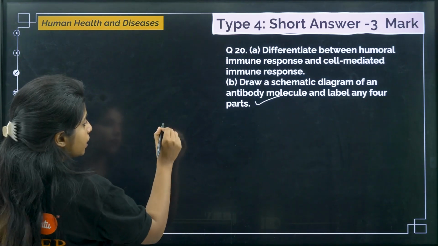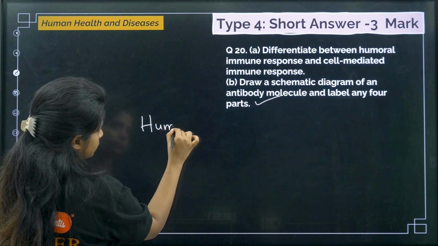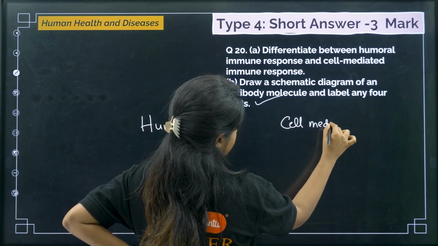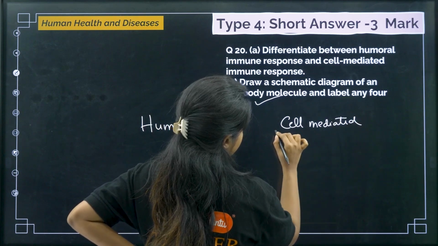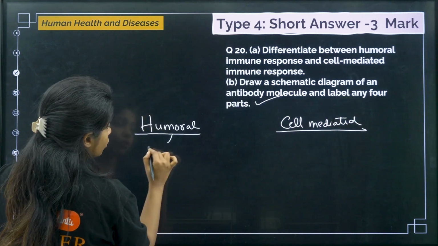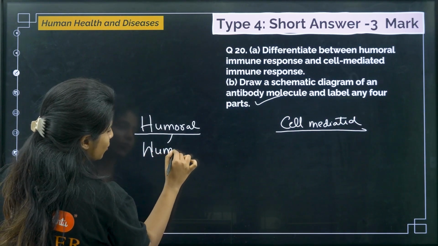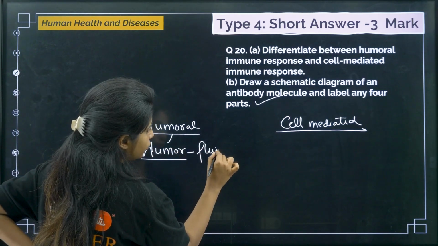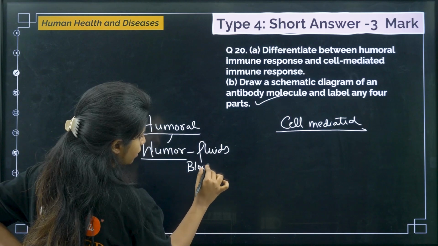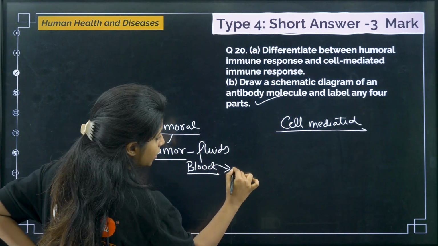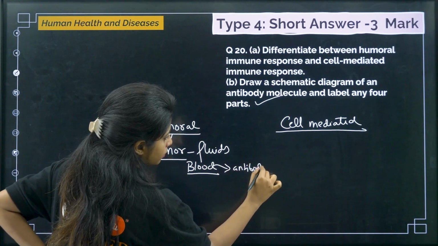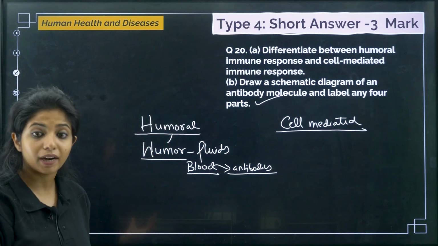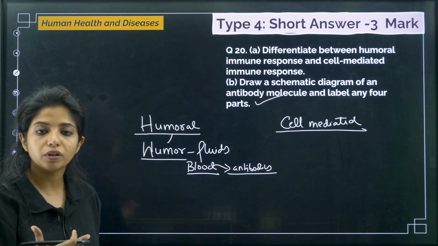So, in the case of humoral, in the case of cell-mediated. Humoral immune response is where humor is involved. Humor, not as in your sense of humor, humor as in fluids. Your fluids are involved. What fluids? Basically your blood and everything is involved. So you know in our blood we have antibodies. Whenever we say that antibodies are being released to kill something that is there in our blood itself, you call this a humoral immune response.